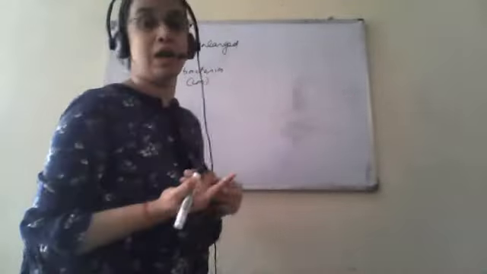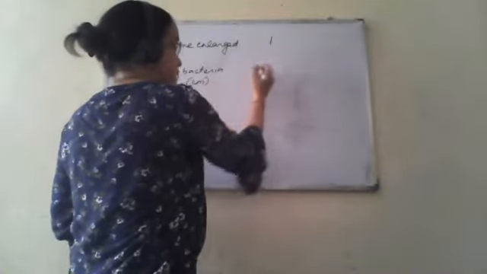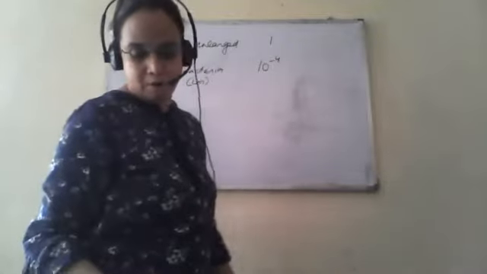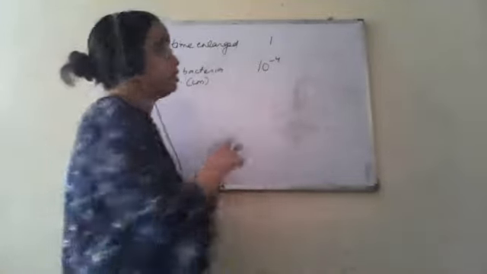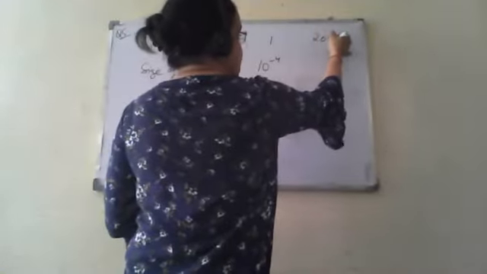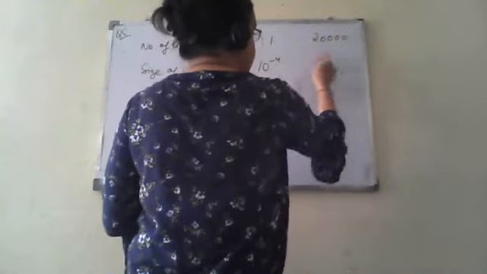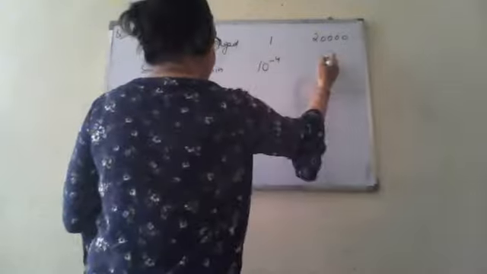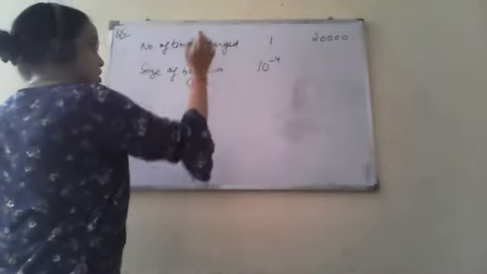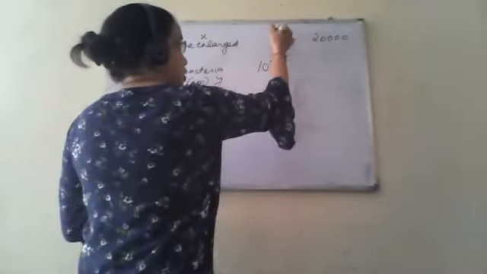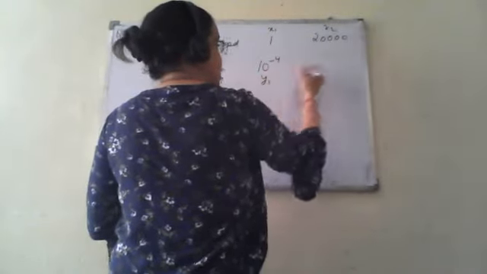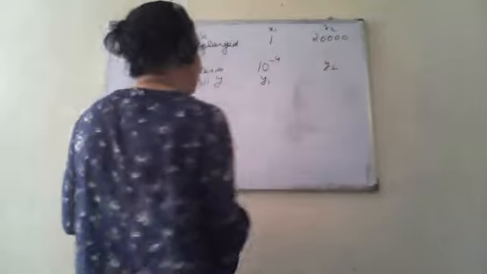For the number of times the bacteria is enlarged, we have calculated the actual image of bacteria, which means it is enlarged only one time, or not enlarged. So it was 1, and the size of bacteria comes out to be 10 to the power minus 4 centimeter. Now in the question, if it is enlarged 20,000 times, what will be the size of this bacteria? We have to calculate this. Now we can take this as x, this as y, corresponding x1, x2, y1, and y2. Y2 we have to calculate.